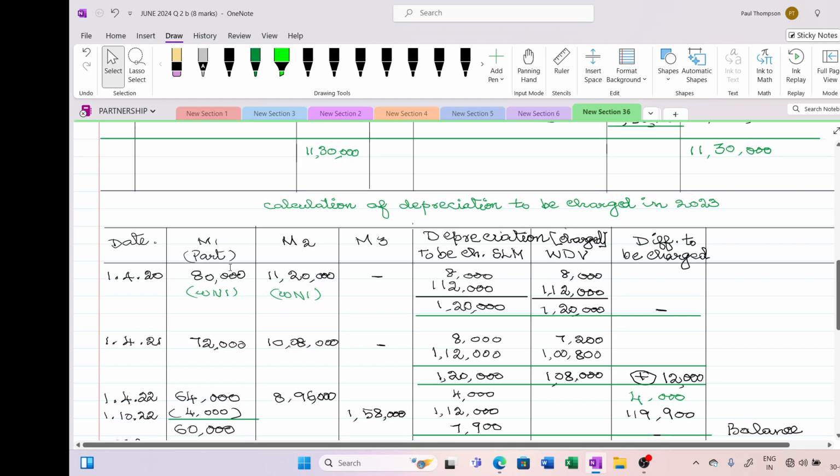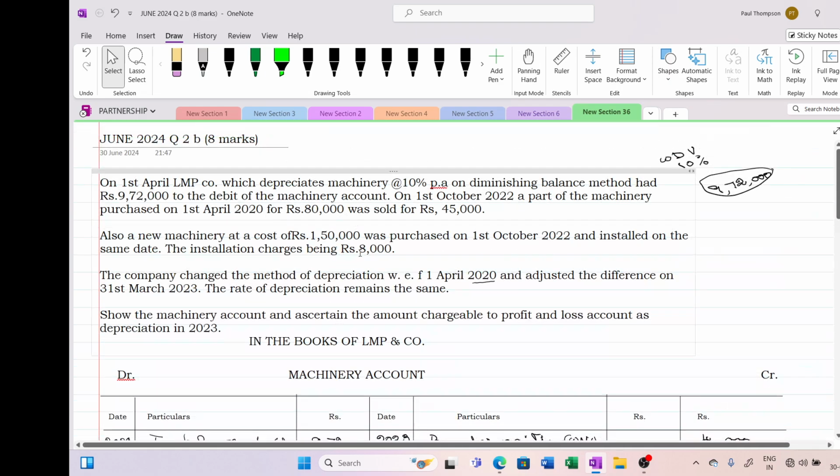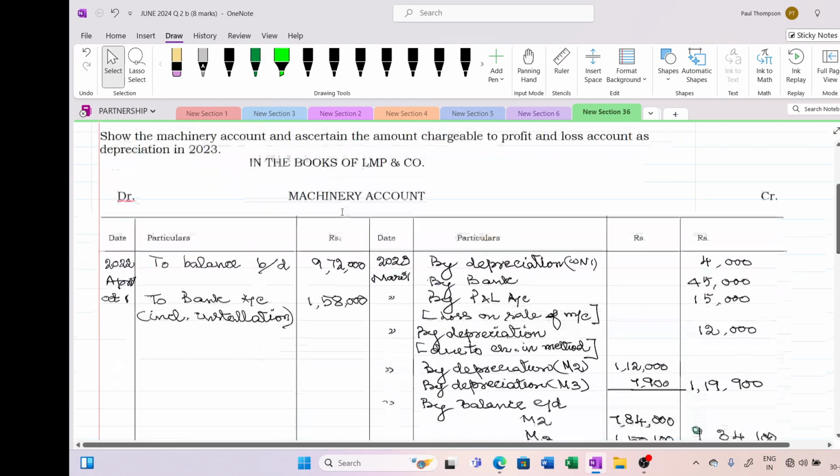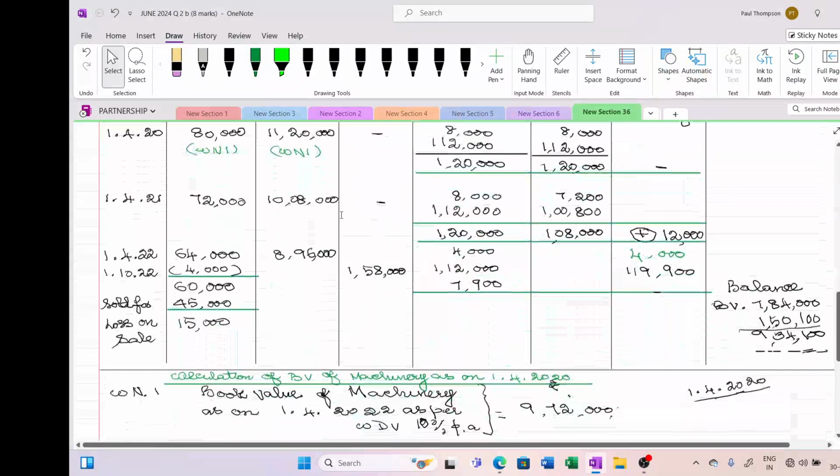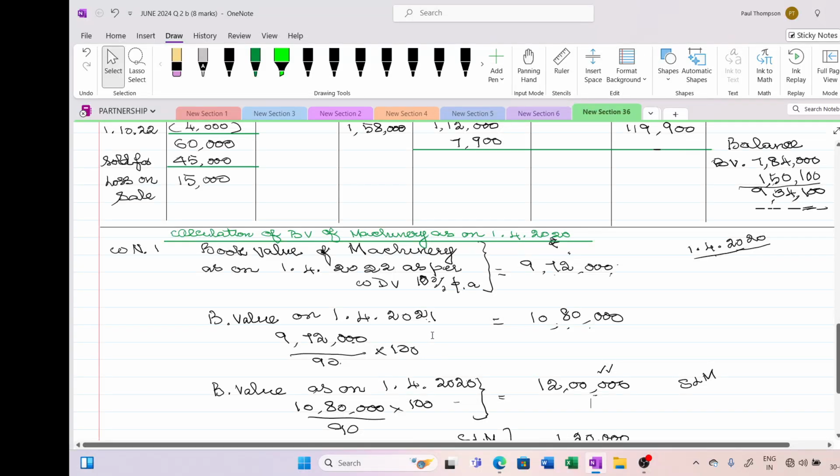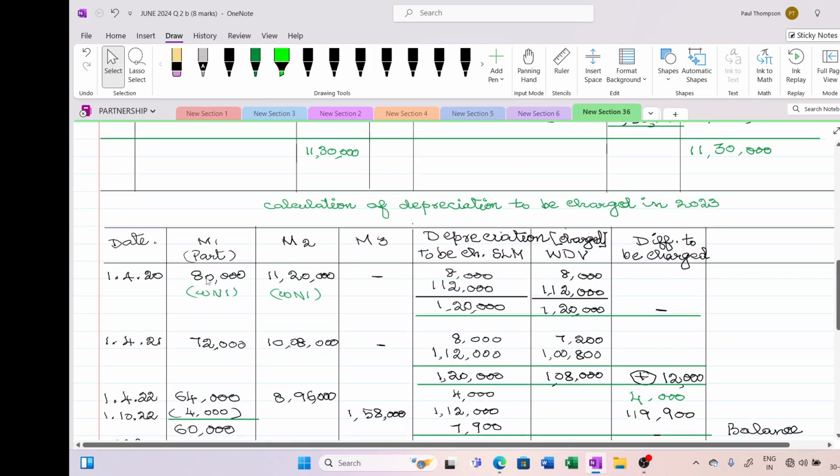So in between they have said that they have sold a part of the machinery. So for convenience sake, I have bifurcated the machine, with part of that machinery as M1. They have given in the question itself, the machinery was costing 80,000 on 1/4/20. So total value of the machinery is 12 lakh. We have already worked out here 12 lakh. So out of that, one part is 80,000. So the other part is 11 lakh 20,000. I have named it as machine number 2. They have purchased one more machine. So I put one column of machine number 3.